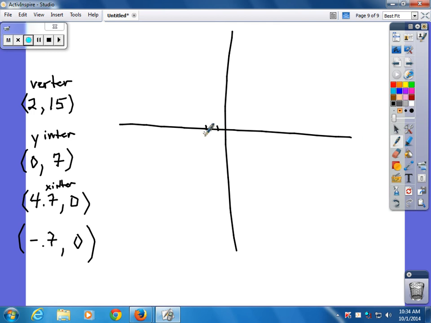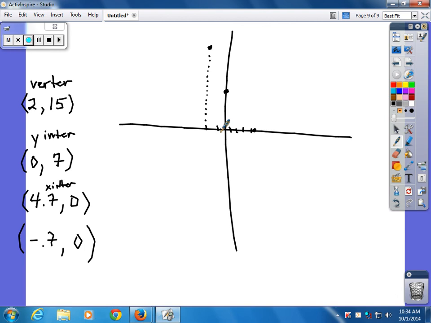Counting the grid: 15. And our 0.7, 1, 2, 3, 4, 5, 6, 7. And 4.7, 1, 2, 3, 4, well that's way out. 4.7. This needs to be like this, but anyway. And negative 0.7. Okay, we got something wrong.